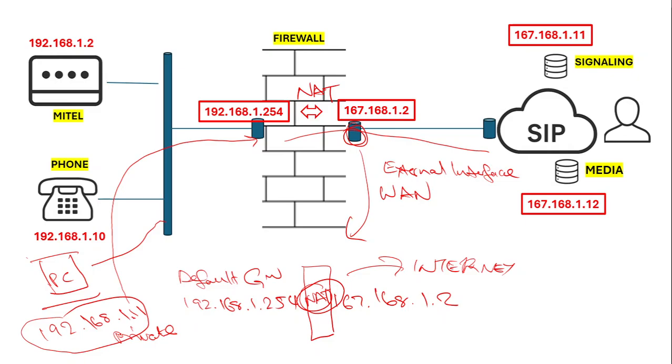It's going to change this, so we are going to have 192.168.1.11 being NATed to 167.168.1.2. So we are going to have port translation. We are going to have ports being NATed here so that we can be able to talk to the internet.